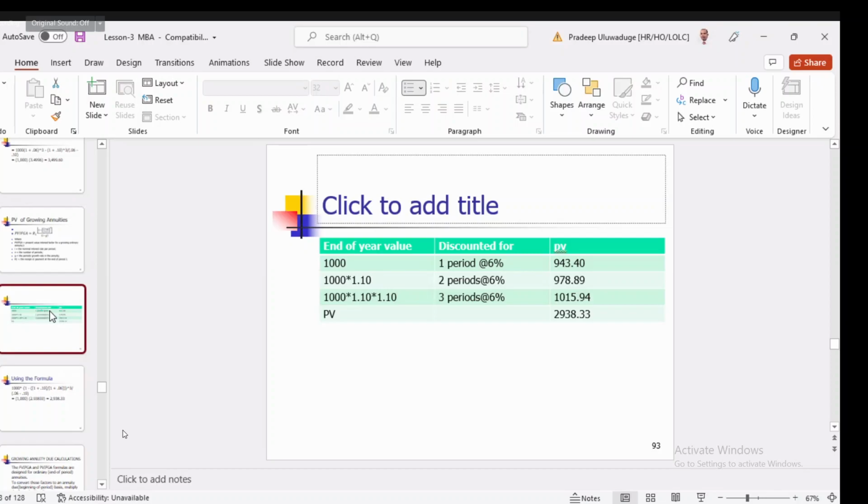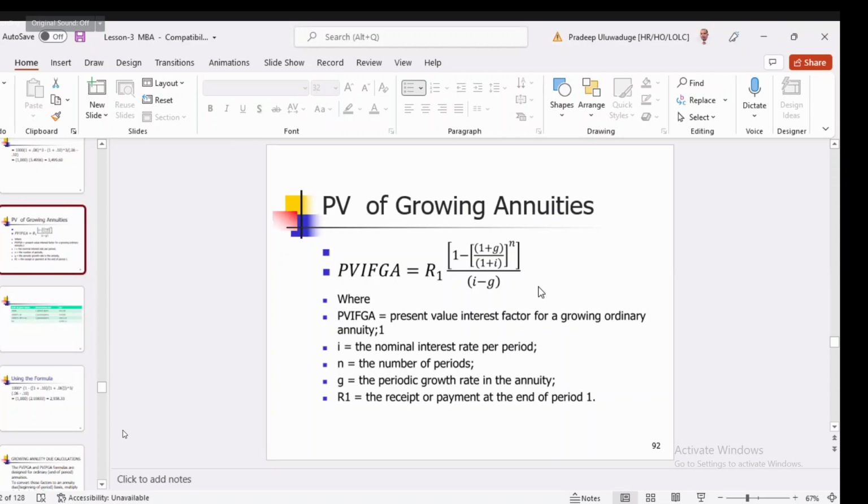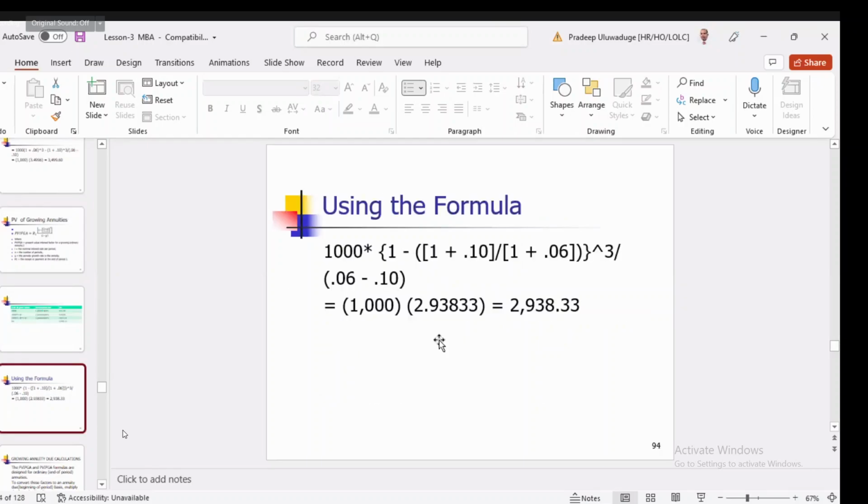So you do not need to memorize any of these complicated formulas. You will be given a sheet of formulas at the examination. The only thing is you have to know which formula is correct, right? So that is how you handle growing annuities, where the annuity grows at a fixed rate.